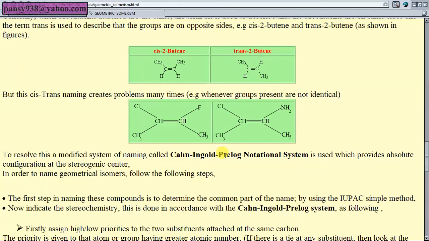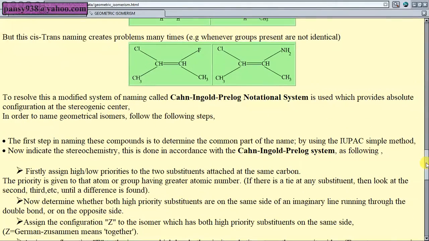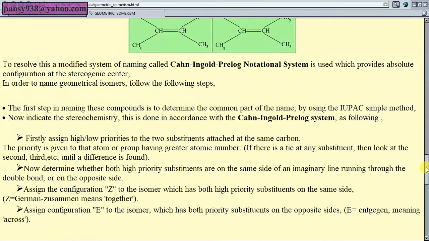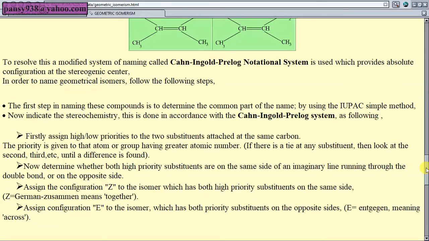I have corrected the spelling: Cahn Ingold Prelog notational system. Now, to understand how this system works, it is quite easy. Just remember some of the rules.